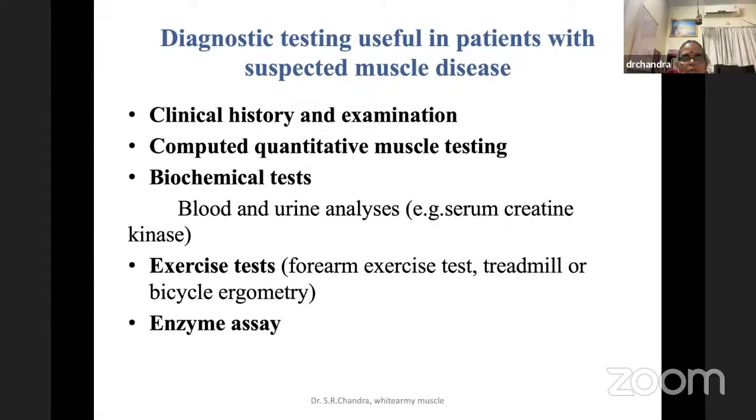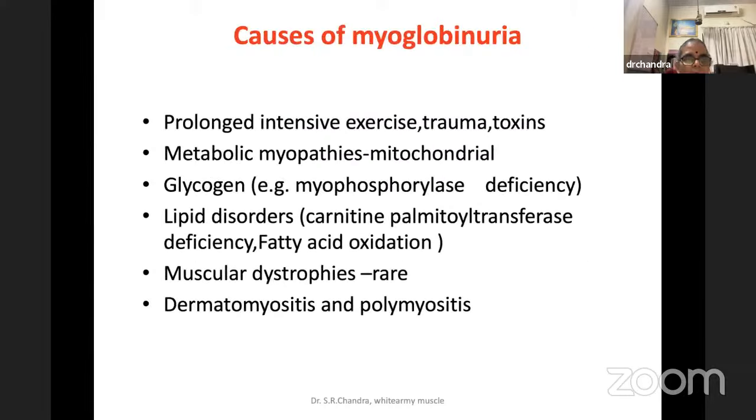So now we saw some examples, and how to categorize and then try to investigate and get at the diagnosis. So clinical history and examination is very important, and computed quantitative muscle testing to look for selectivity and patterns of involvement. Then biochemical tests based on the clinical suspicion. Then you can do a forearm exercise test, treadmill test, or bicycle ergometry to look for some metabolic disorders like mitochondrial disease, lipid storage disease, glycogen storage disease. Then enzyme assays in specific muscle diseases like Pompe's disease and so on. Now there is some treatment.